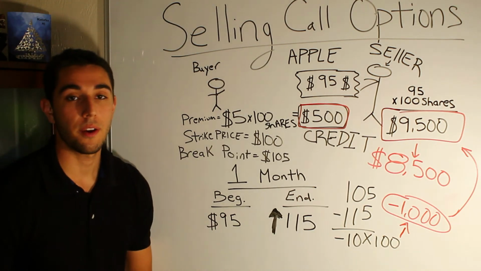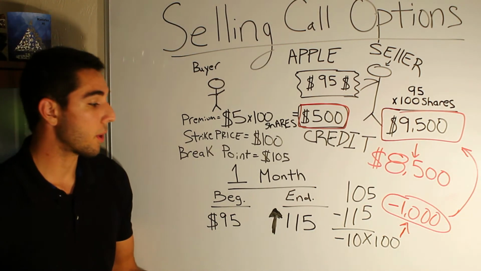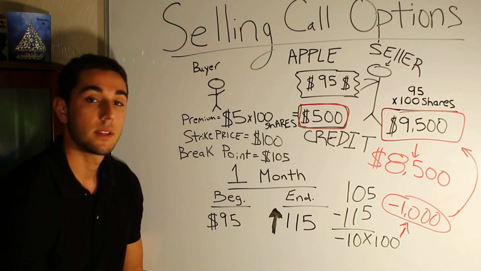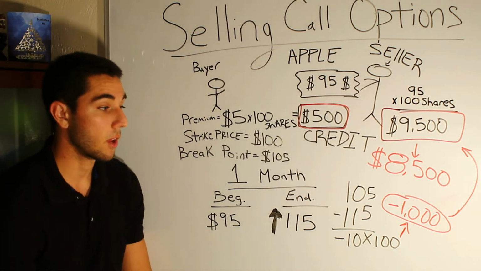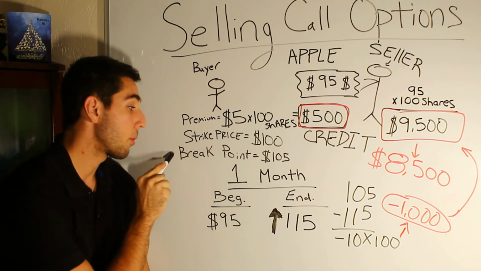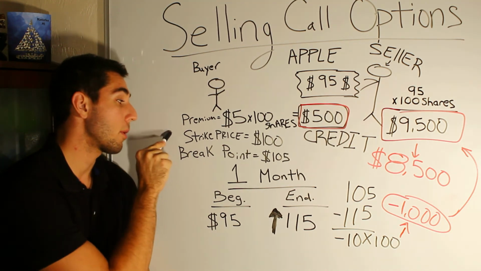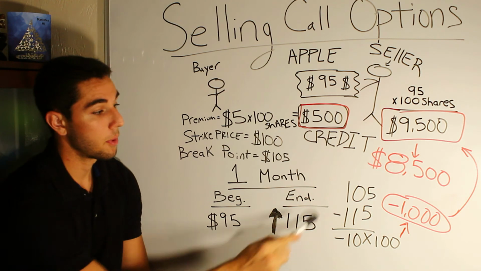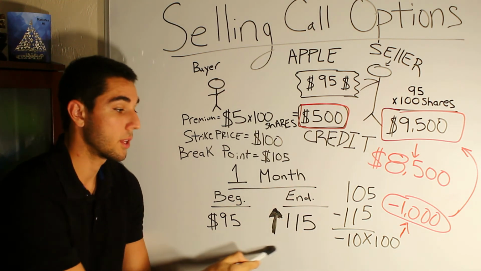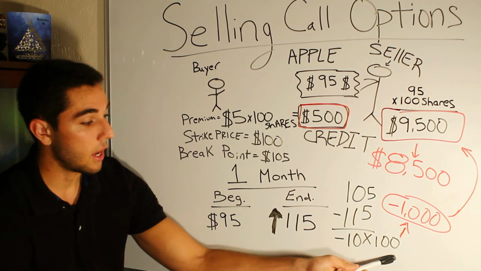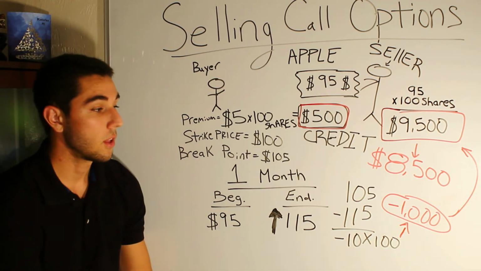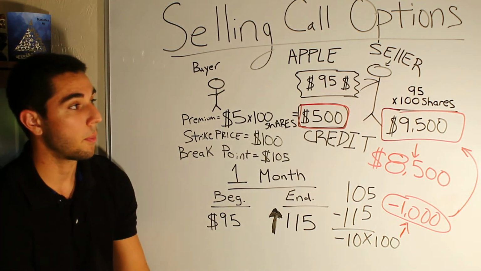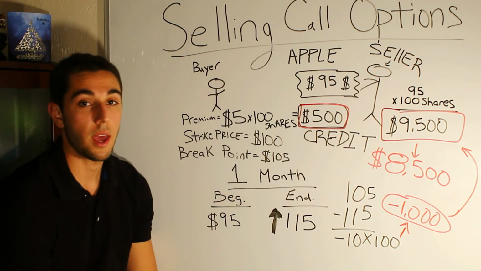So an example of showing you how you can lose everything: say it went from 95 to, at the end of the month, the expiration date, 115. If Apple stock hit 115, you subtract that break-even point, which is the strike price plus the premium, which would be 105 minus 115, what it's at now. That gives us negative 10 times 100, which would be negative 1,000. So that negative 1,000 is subtracted from the 9,500 that we had at the beginning.